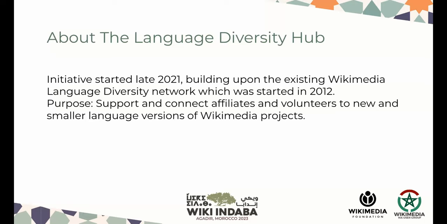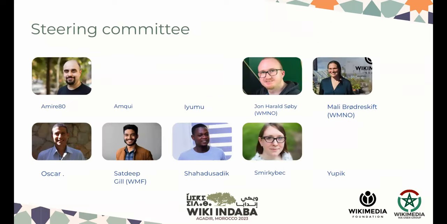For the Language Diversity Hub, there was a language diversity network founded in 2012. And after many years, we decided to initiate the Language Diversity Hub, which would basically build upon what the network was already doing. The purpose of this was to support and connect affiliates and volunteers to new and smaller language communities, and how we can collaboratively address some of the pertinent challenges that smaller language versions of Wikipedia communities face. This is the steering committee.